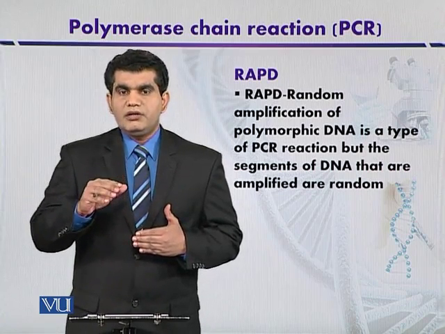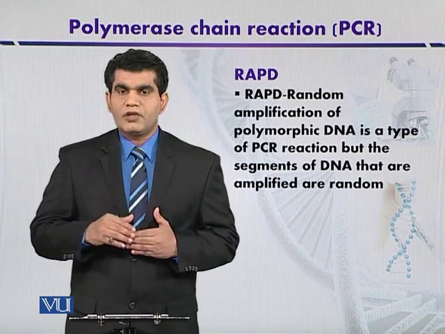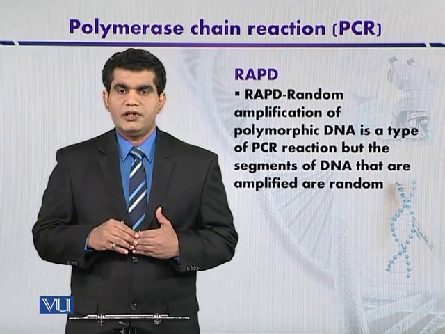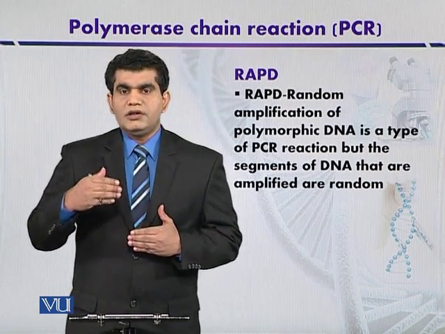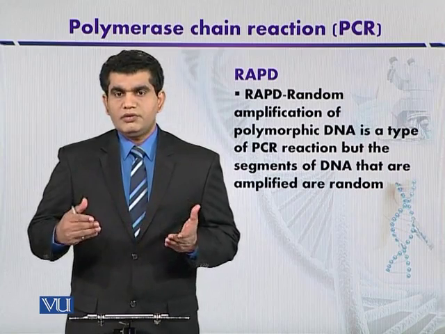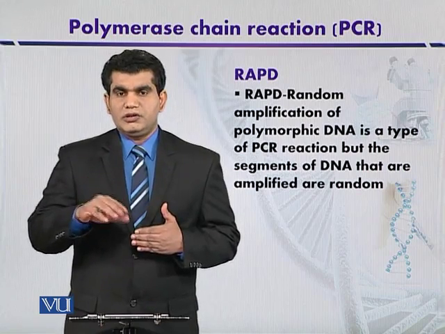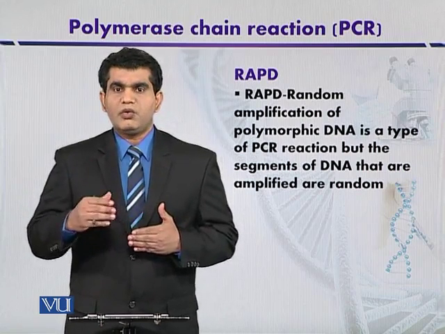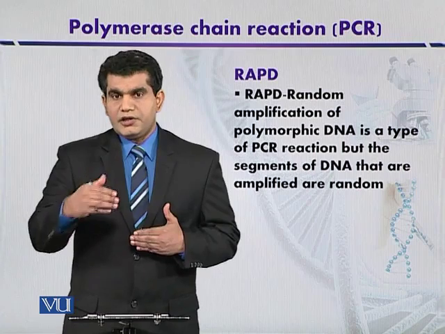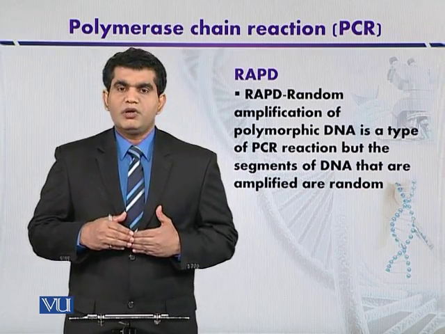When they anneal within the DNA, the annealing is relatively random. So they can bind or anneal at several different locations within the genomic DNA, and then they carry out the amplification of the target genome. Because random amplification occurs, DNA sequences that show slight variation, called polymorphic DNA, are amplified, and the technique is named RAPD, that is, random amplification of polymorphic DNA.